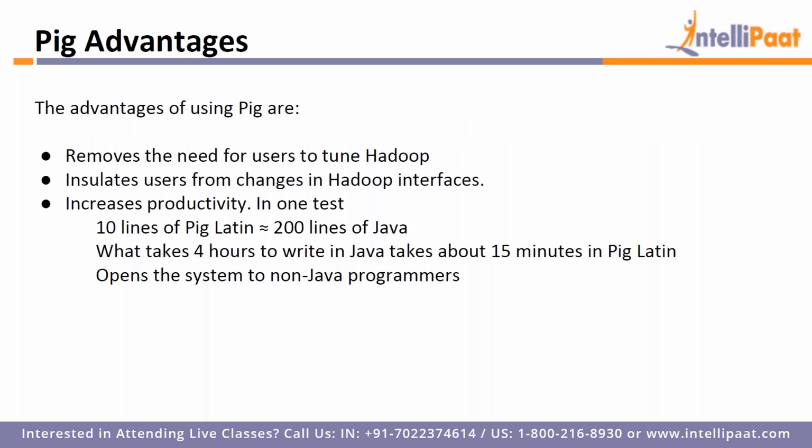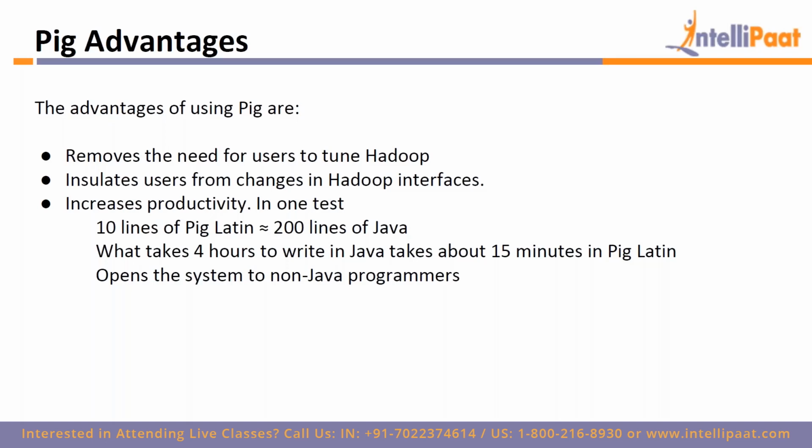Now what are the advantages of Pig? It removes the need of users to tune Hadoop, in the sense like if you're writing a custom MapReduce program, then you might have to fine tune the program, but Pig by default optimizes your code. You can turn on and off the optimization, but by default code optimization is turned on by Pig. So that means Pig will create the best optimized MapReduce code for you, and it insulates the users from the Hadoop interface, so you don't have to practically learn MapReduce or Hadoop or anything.